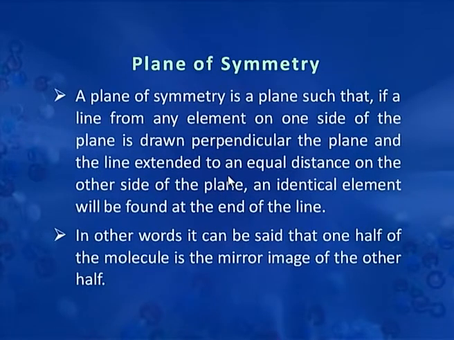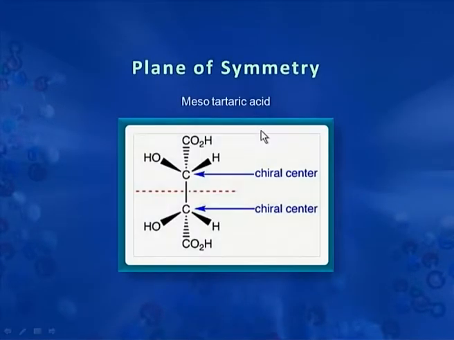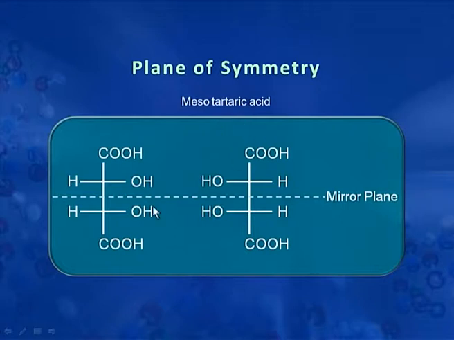This is again the same thing that we have discussed just now in case of meso tartaric acid. This is again meso tartaric acid, and this is the plane where we find that if we put a mirror here, this half of the molecule is mirror image of this half, although these two are chiral centers, that is asymmetric carbon atoms present in the molecule. We see the same molecule we have seen earlier in Fischer projection also, because that is a planar representation. This represents a mirror plane and one half of the molecule is mirror image of the other half.